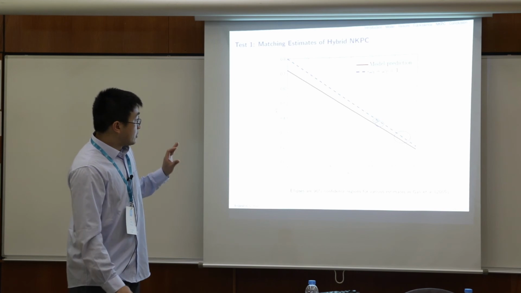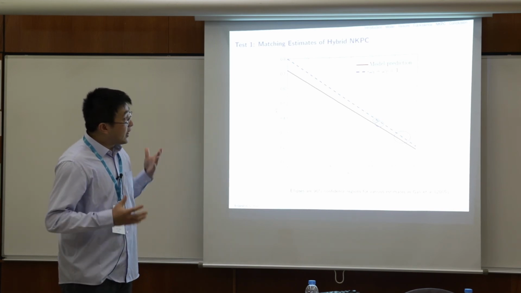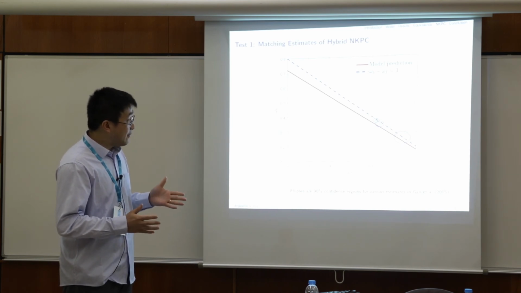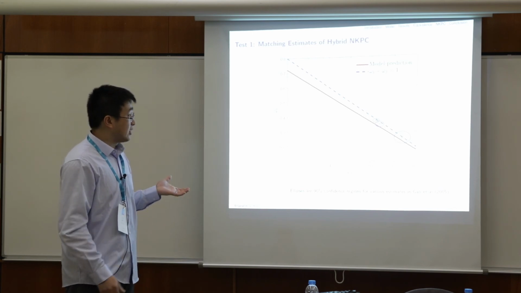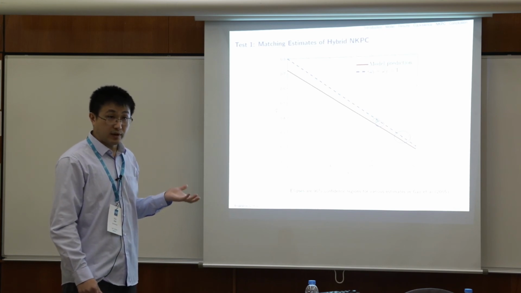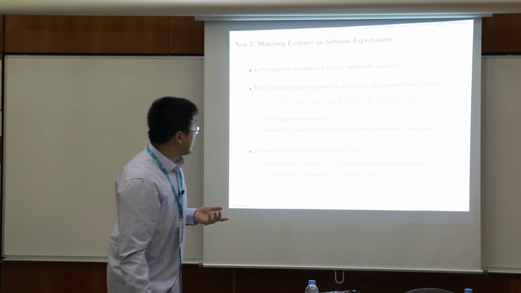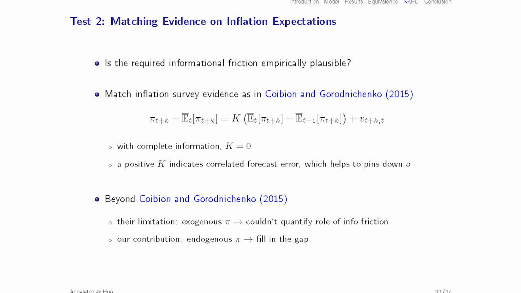Okay. So this test only tells you that the original Keynesian curve with hybrid economy can be replicated by our information friction economy. But it doesn't tell you whether the required information friction is reasonable or not. So our next job is to see whether this required information friction is reasonable or not. The way we do it is the following.